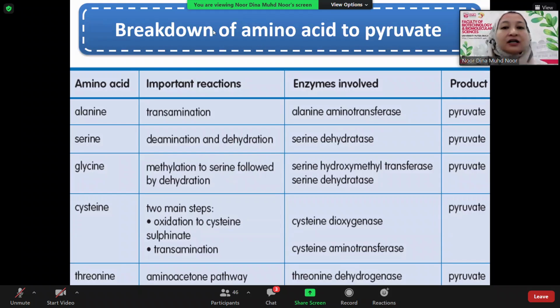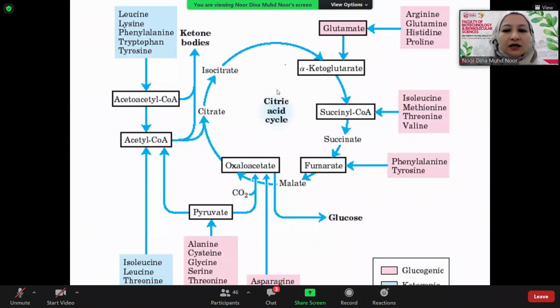All right. So here is the summary. Okay, a table which shows the summary, the breakdown of amino acid to pyruvate. So what are the amino acids? What are the important reactions that are involved during the conversions from each intermediate to the next one? And what are the enzymes involved during the process? And of course, the product is pyruvate, because these all involve the degradations of these amino acids to the pyruvate.